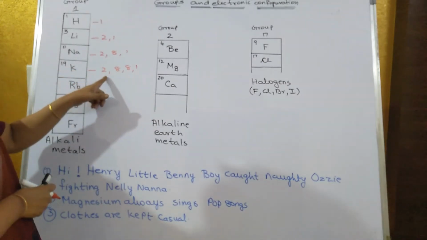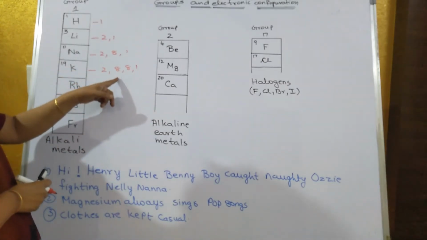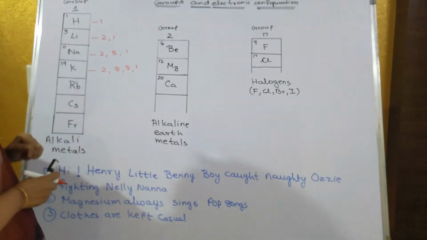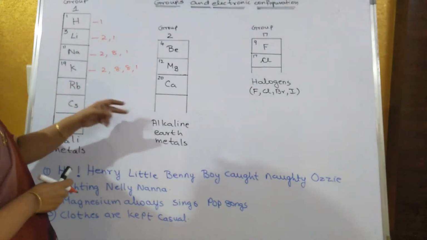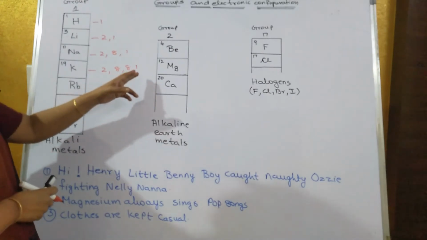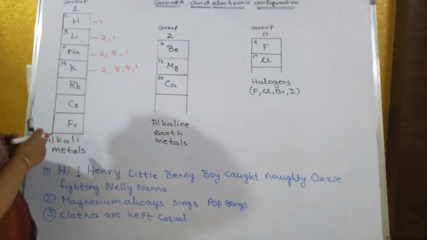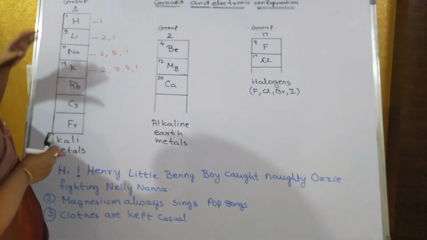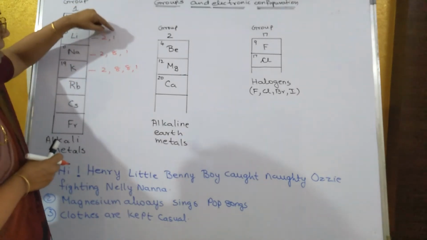In the first shell only 2 electrons are there. The second shell can accommodate 8 electrons. In the next shell 8 electrons, and in the last shell the remaining electrons will go. So if you see in group 1, the valence electrons are the same.